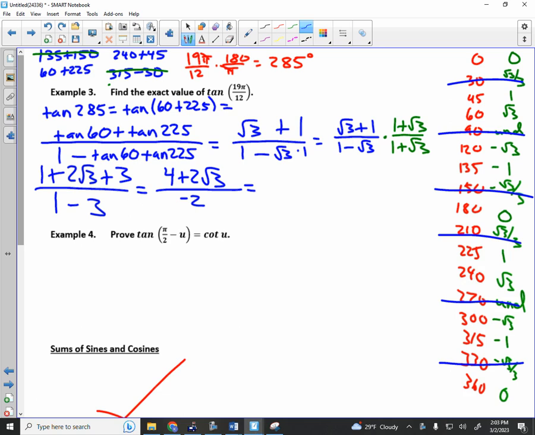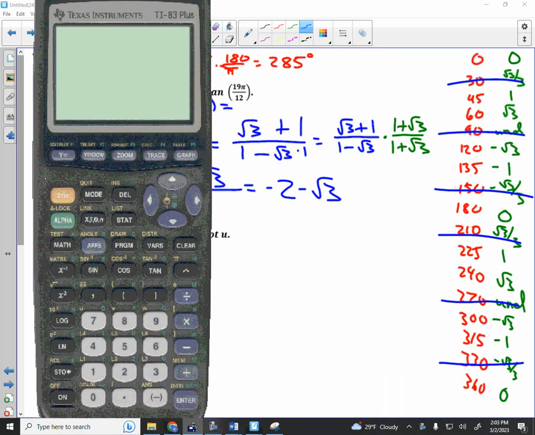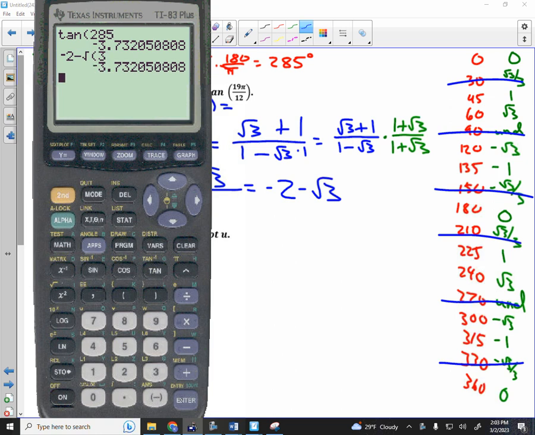Are both those divisible by negative 2? So let's go. We get negative 2 minus the root of 3. Is that positive or negative? It's very negative, right? Which quadrant are we in? 285 degrees. Fourth quadrant, 285. We're past 270, fourth quadrant. Is tangent positive or negative in the fourth quadrant? Tangent 285, and you get that thing. And if we try negative 2 minus the root of 3, notice how you get exactly what we thought.